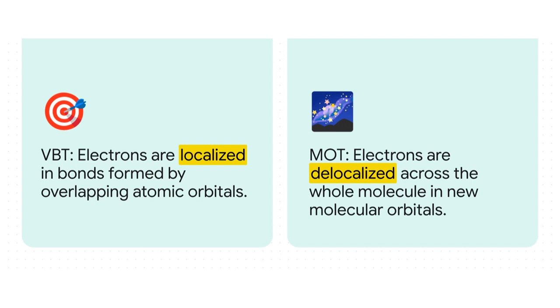It says that when atoms combine to form a molecule, their atomic orbitals also combine to form brand new orbitals that belong to the entire molecule. We call these molecular orbitals. And the electrons are delocalized in these MOs, meaning they move freely across the whole molecule.